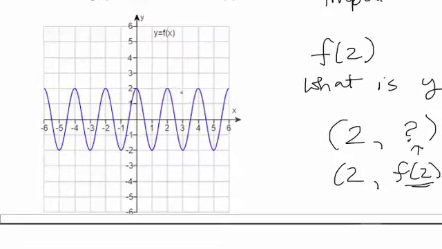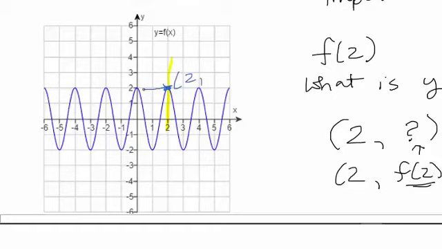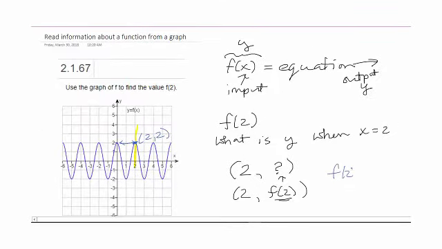So how do we find it? Well, we go to the x value 2 on our graph here, and we just look up to see what pair of coordinates that matches up with. So that's going to be the coordinate 2 in the x, but look, it's also 2 on the y. So the answer is that f of 2 is equal to 2. Or in other words, it goes through the point 2, 2.